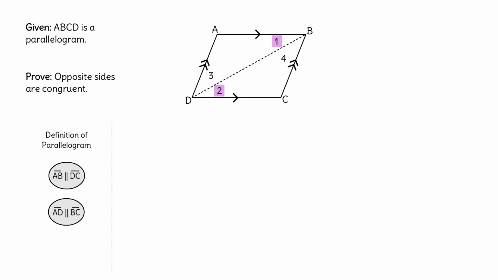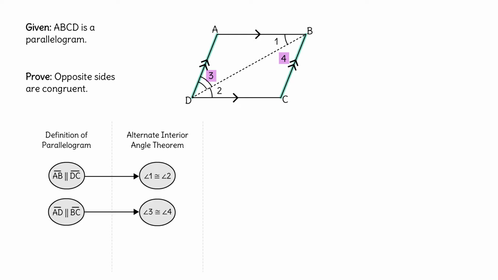1 and 2 are alternate interior angles. Because these lines are parallel, 1 is congruent to 2 by the alternate interior angle theorem. How about 3 and 4? Because these lines are parallel, 3 is congruent to 4 by the alternate interior angle theorem.